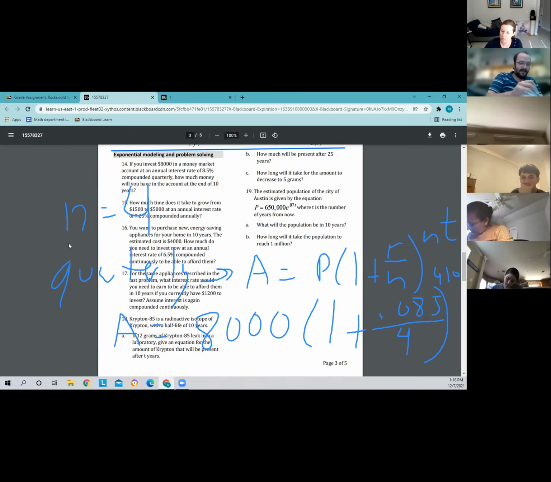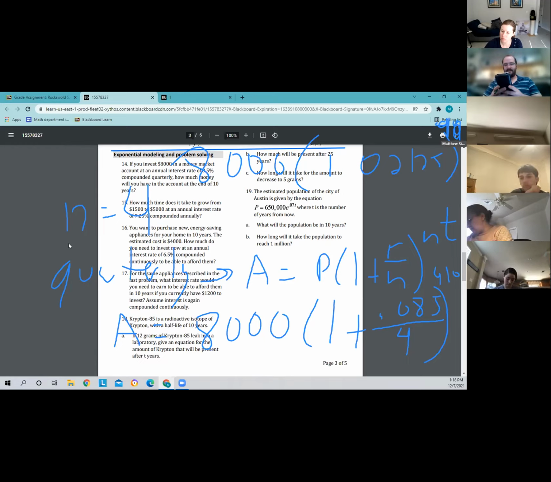All right, so how am I going to do this? I got 8,000. I have 1 plus 0.085 over 4 in a calculator. I'm not doing that by hand. This is 1.02125, and I'm going to raise that to the 4 times 10. I should say 40 up in here.